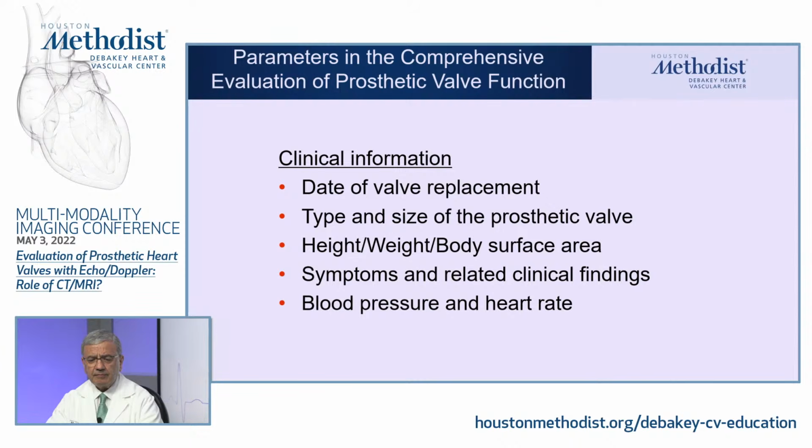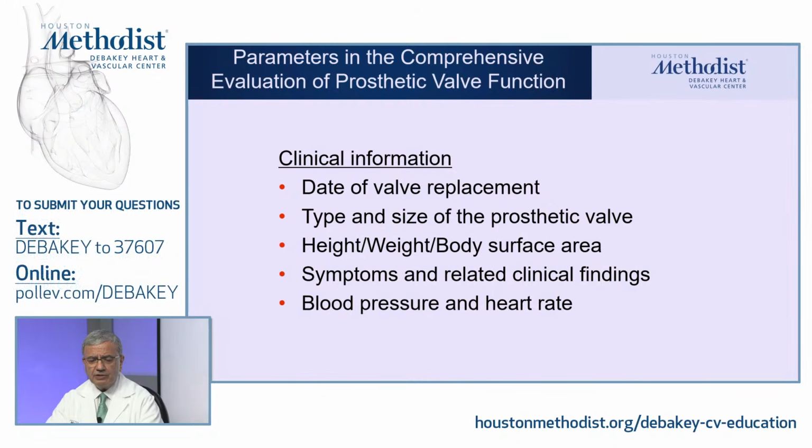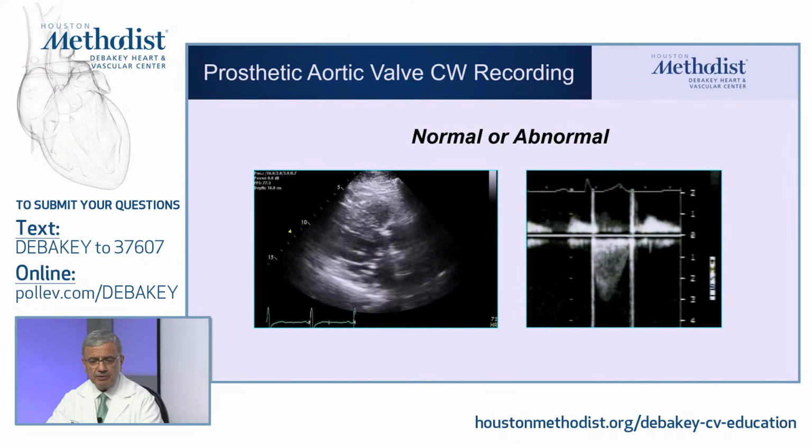So I would invite you to make sure that you update yourself and read some of these important information. Now, what are some of the parameters in the comprehensive evaluation that I think we need clinical information? Date of valve placement, type and size of the valve, body surface area, at least to think about a prosthesis patient mismatch, symptoms related to the findings, blood pressure and heart rate. Heart rate certainly very important in valves in the mitral or the tricuspid position.